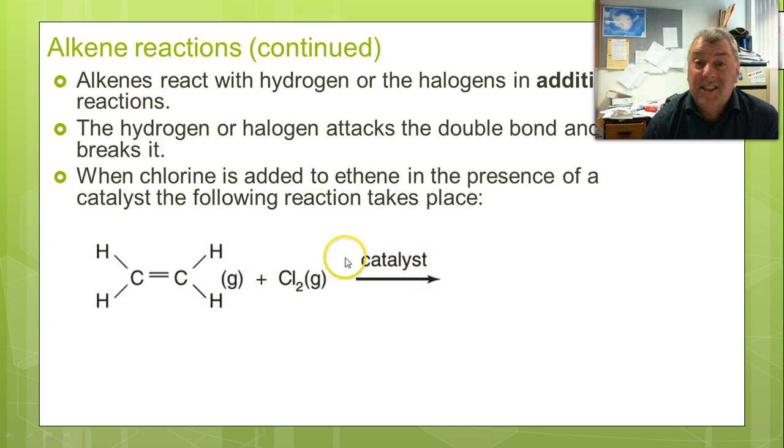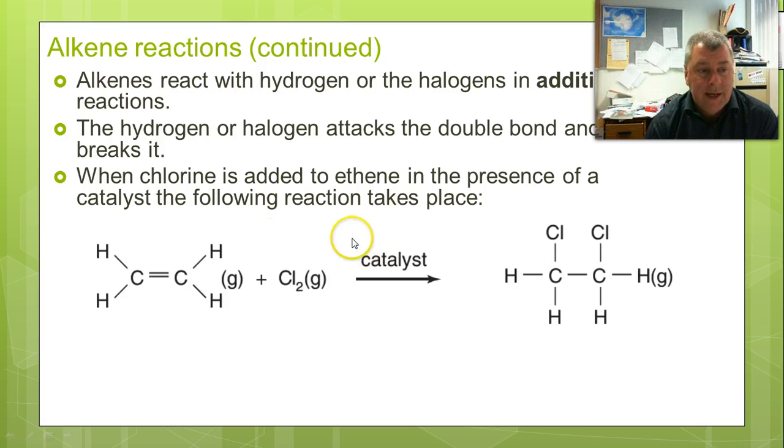Now a catalyst is just something that speeds up the reaction but doesn't take part in the reaction. We've come across those before. This double bond breaks. One electron swings around to here and one electron swings around to there, and then the chlorine can jump onto it. And if I was to draw that, let's see if the drawing apparatus works.